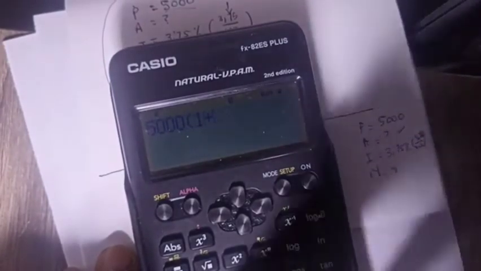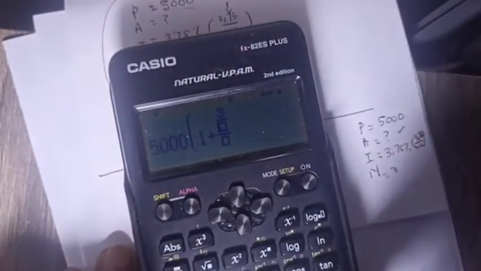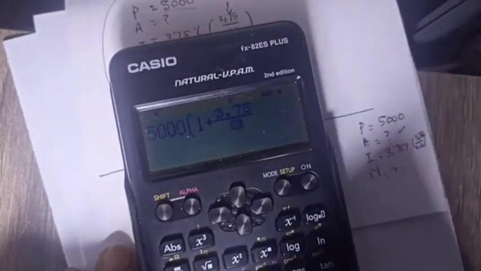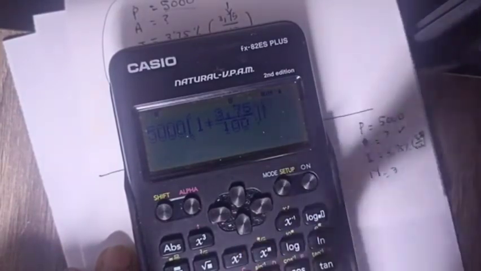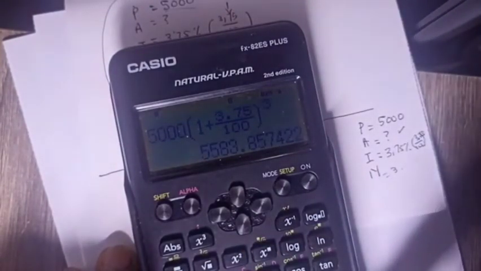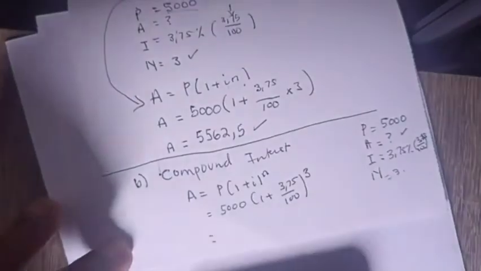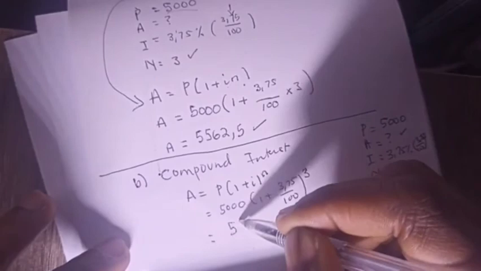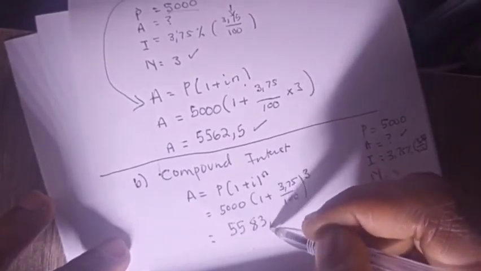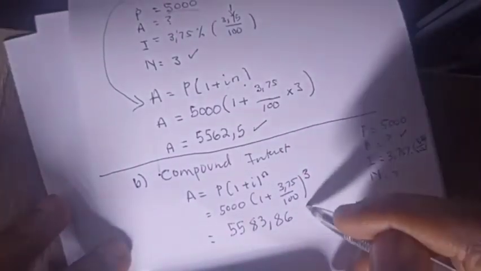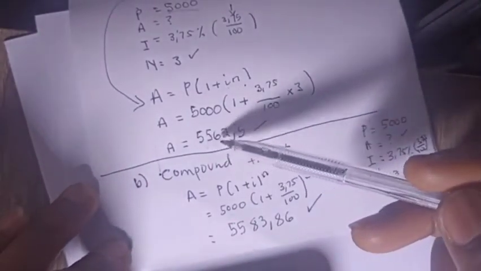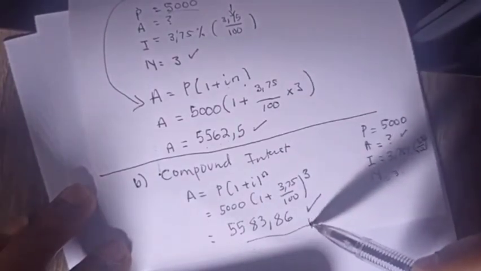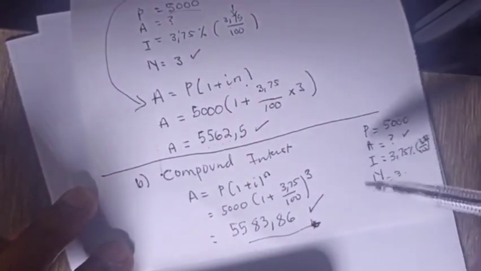5,000, 1 plus bracket, 3.75 over 100, close bracket, exponent, what? 3. Can you all see? 5,583.86. It's not much of a difference, but every cent counts, right? Yes. So you can see 5,562 rand for this one. So you see this one is a bit higher because it is compound interest.